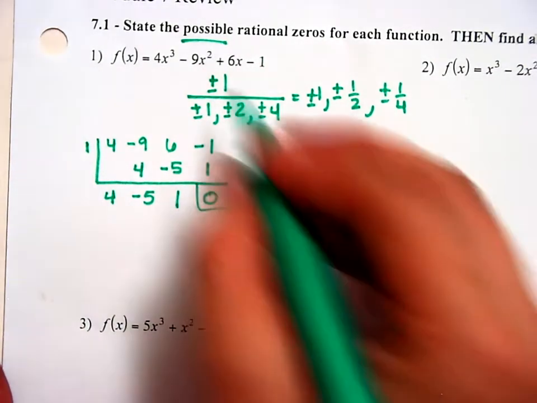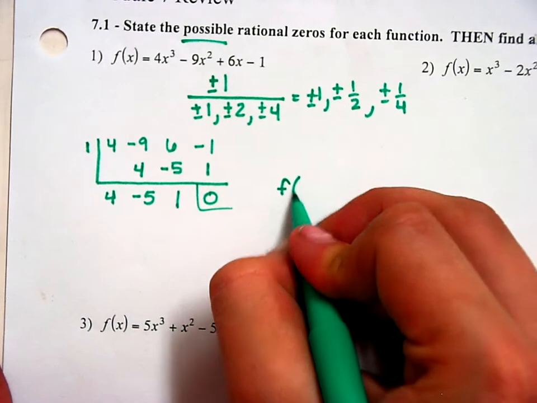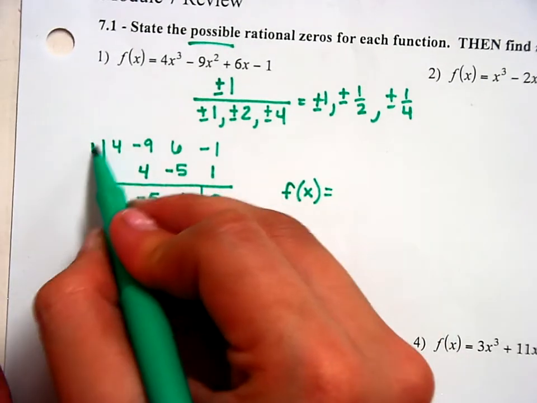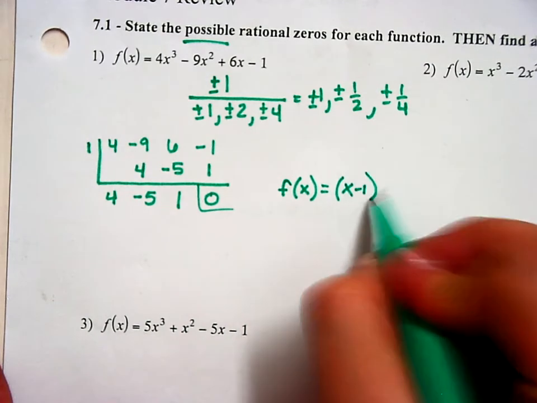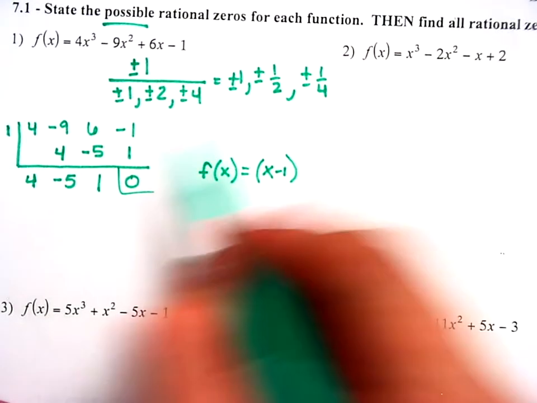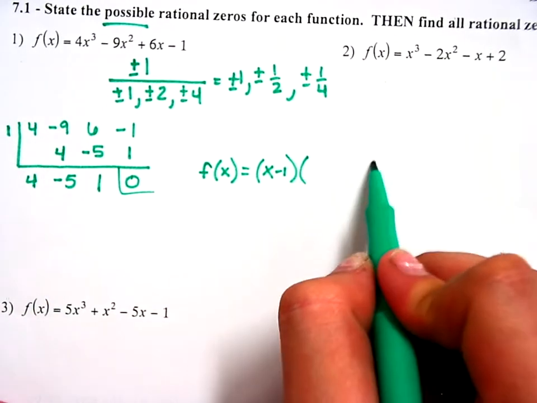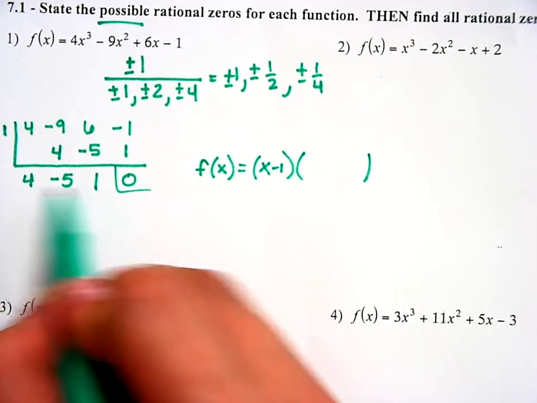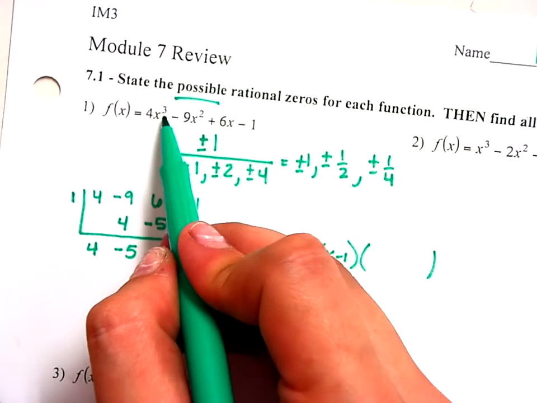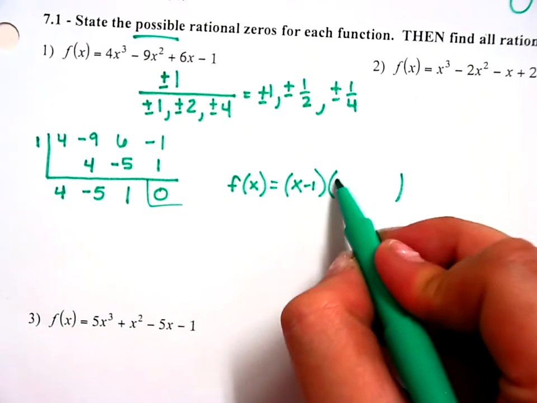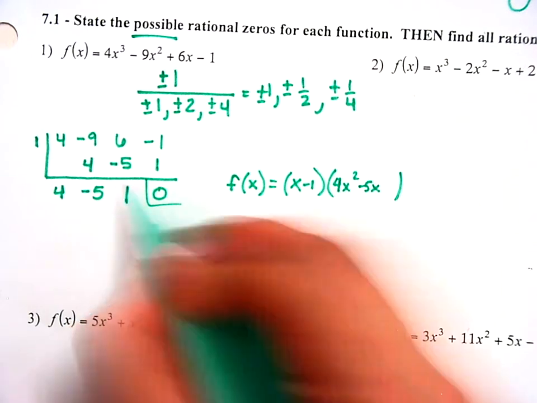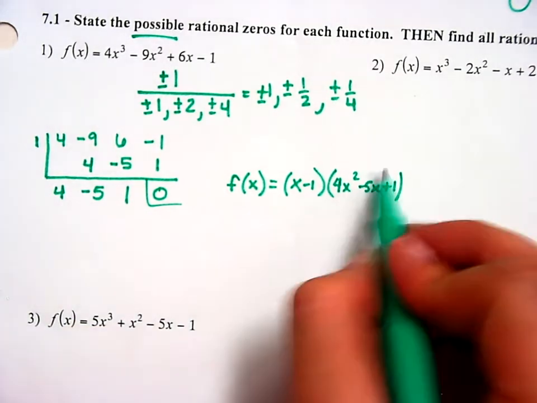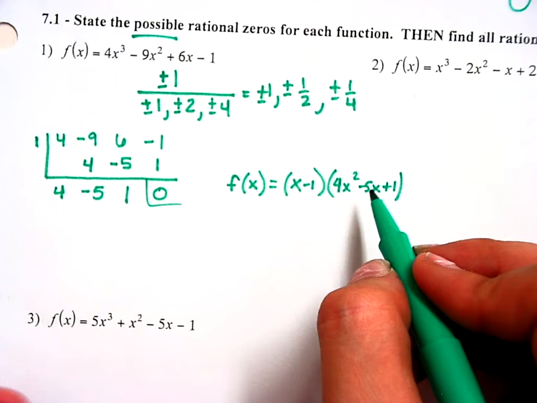So that means if I want to write this out in factored form, I can start by writing f of x equals, well, if 1 is a root, then x minus 1 is a factor. Now to write the other part, what's left over is going to be these coefficients, and now everything's going to be 1 less power than before. So this is now 4x squared minus 5x and then plus 1. Now I've got to deal with this polynomial right here. This is still not factored.